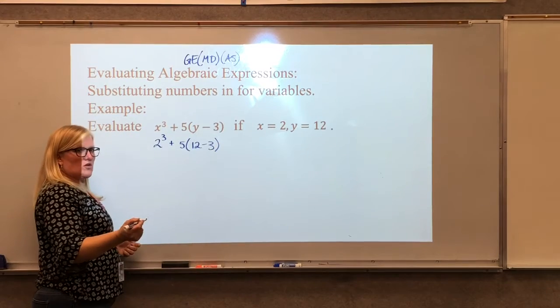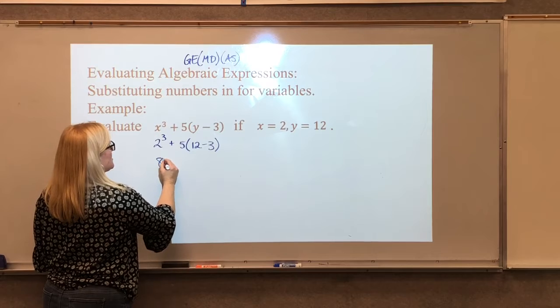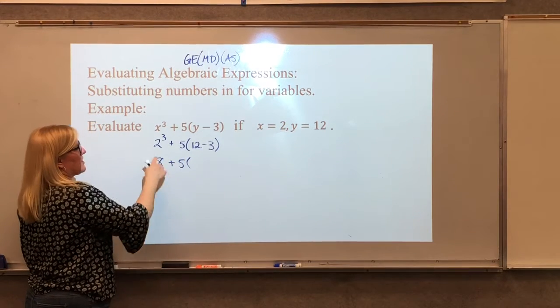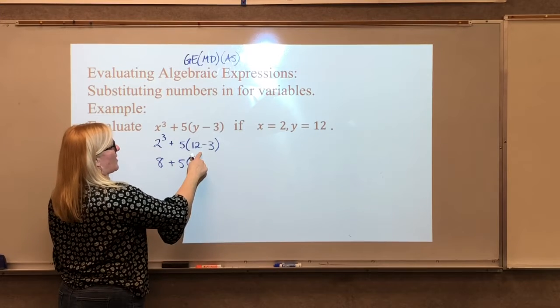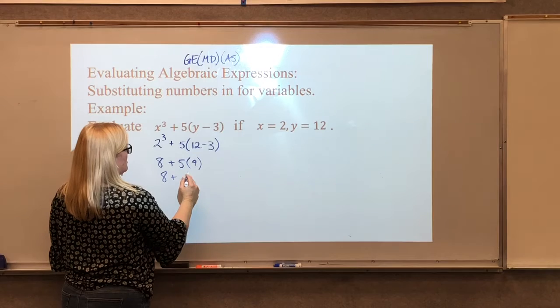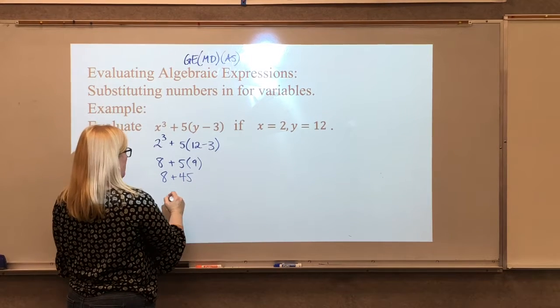And then we make sure we use our order of operations. So first, 2 to the third power is 8, plus 5 times, I know I'm doing 2 steps here, but we've got 12 minus 3 is 9, 8 plus 45, 53.